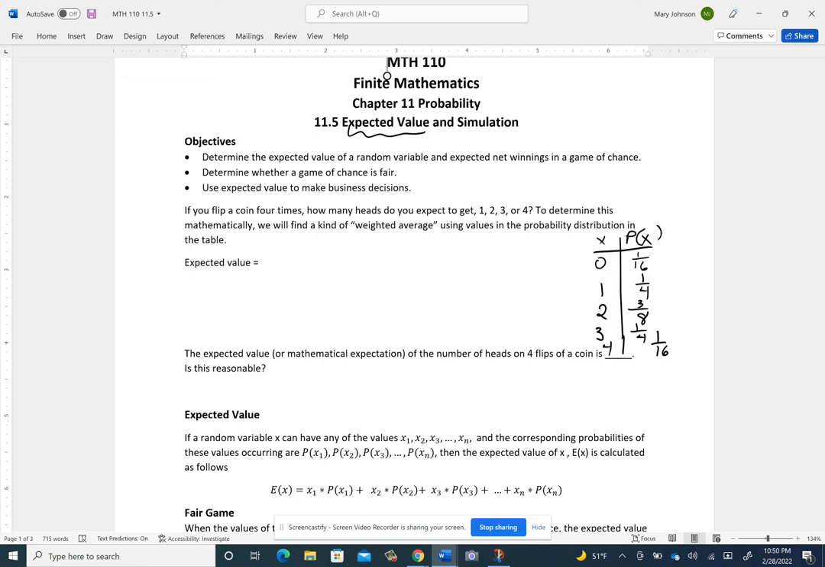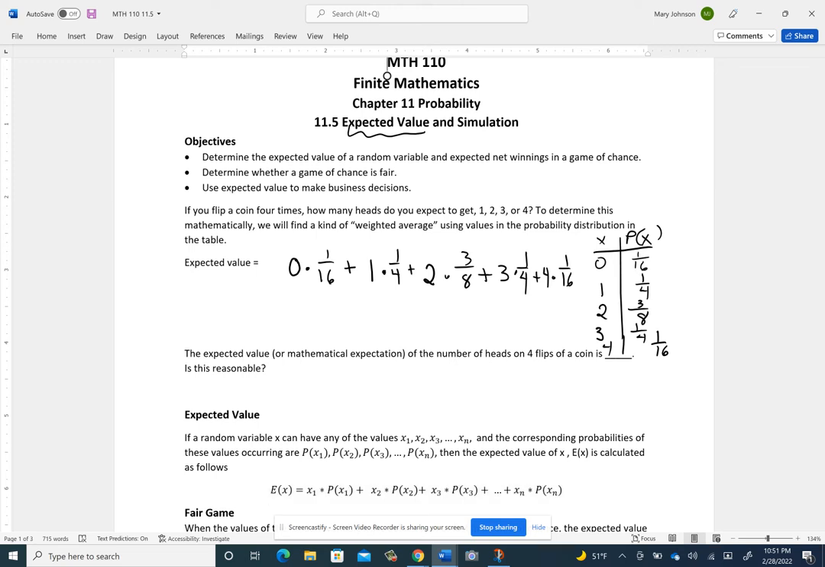All right, so here's what you do with it. Here's how you do expected value. You take the outcome, which is getting no heads, times the probability of that happening, plus the outcome, which is 1 head, times the probability of that happening, and so on. The outcome of 2 heads times the probability of getting 2 heads. Okay, 3 heads times the probability of getting 3 heads, and then 4 heads times the probability of getting 4 heads. So the expected value would be what that turns out to be when you simplify it.